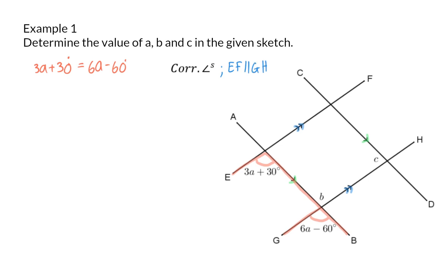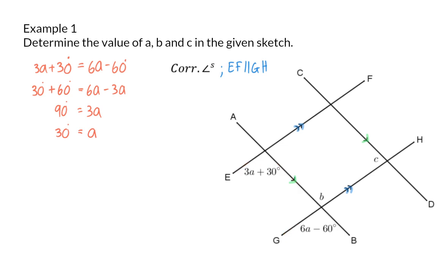If we now want to solve A, we need to get all the variables on the same side, so I'm going to take all of them to the right by subtracting the 3A. Next, I'm going to take all the constants to the left-hand side, which means I will add the 60 degrees that's subtracted on the right. This means that 90 degrees will be equal to 3 times A. If I now divide both sides by 3, A is 30 degrees.